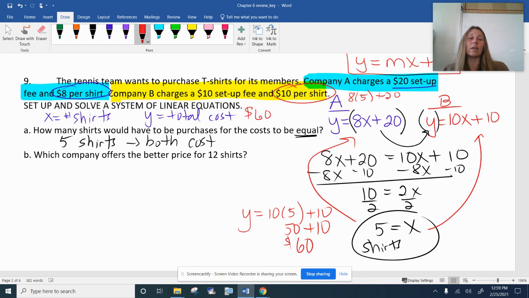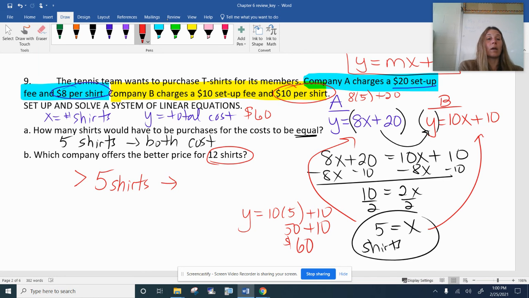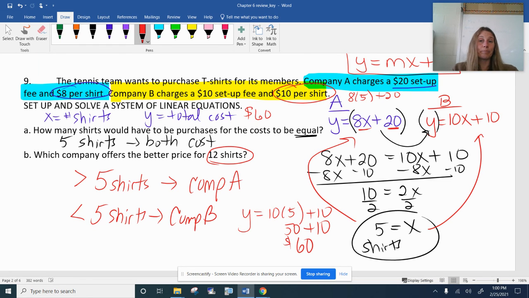So basically what you're finding out is that if you're going to purchase 5 shirts, it doesn't matter which company you go to, they're both going to cost you $60. Okay, so if it said which one offers the better price for 12 shirts, well, anything more than 5 shirts is going to be company A. Because company A, even though they had that $20 setup fee, that $8 per shirt, it's going to save you money in the long run. If you had less than 5 shirts, it would be company B.